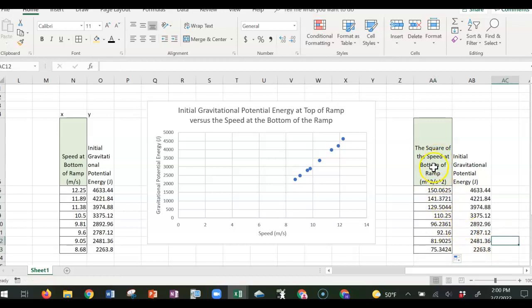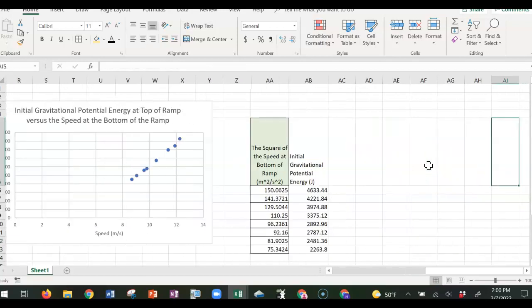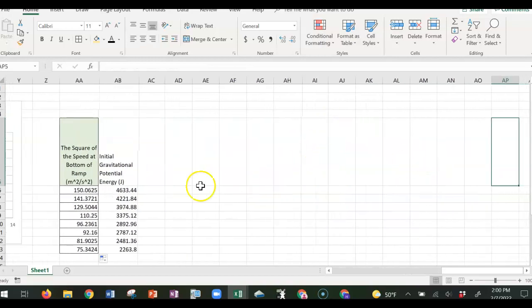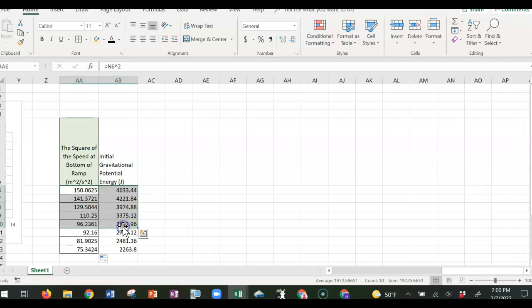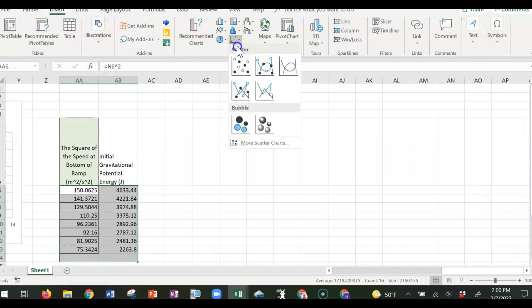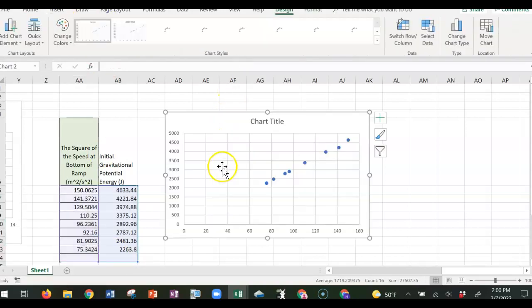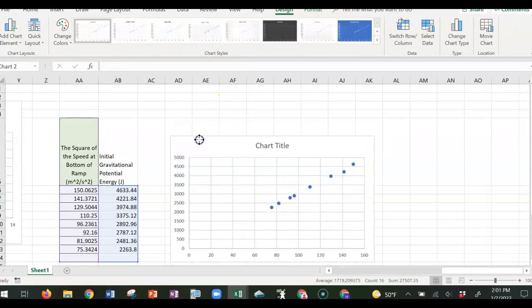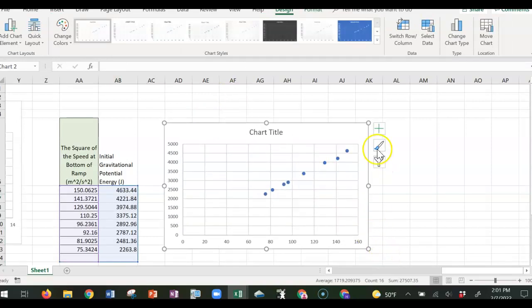So now I have a table which has the square of the speed and the gravitational potential energy at the top of the ramp. Okay, so I'm going to make another graph, and let's see if we get a nice linear graph here. That's what we're hoping for. Well, I'm going to highlight these numbers and insert a scatter plot. And it is now truly linear.